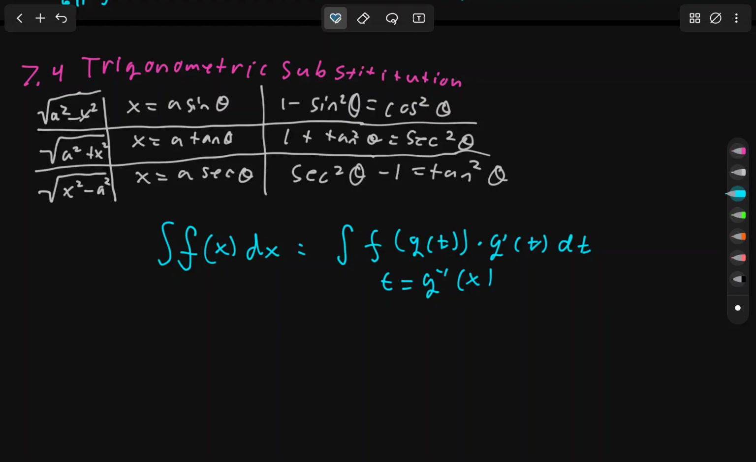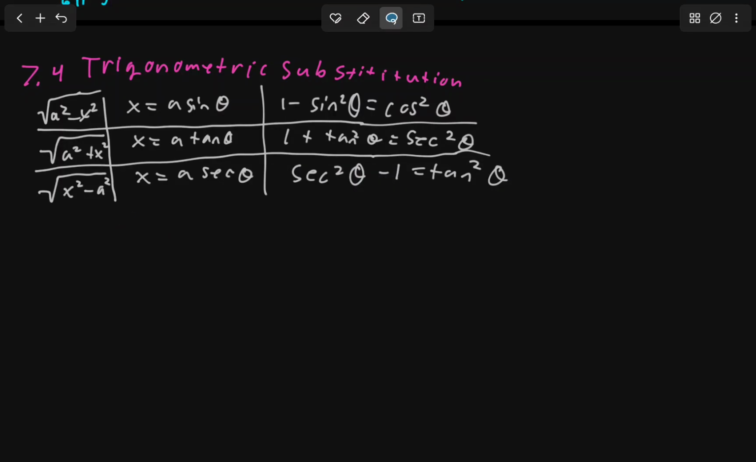Alright, so now that we kind of understand what this is, we're trying to substitute in a trig function, which we know how to evaluate, for things that we don't know how to evaluate. And then hopefully that helps us evaluate them.